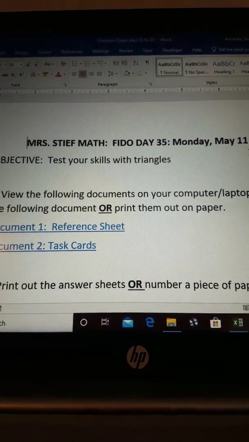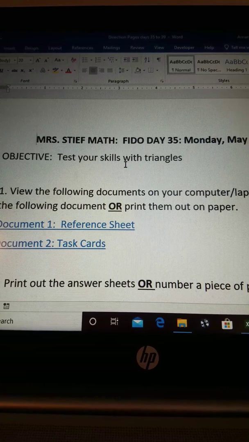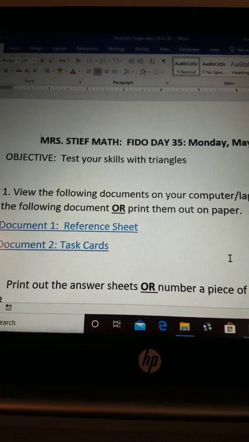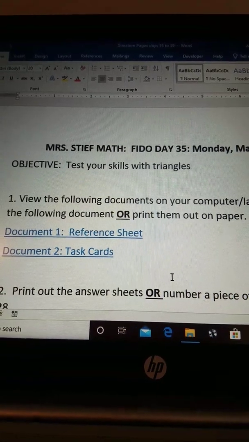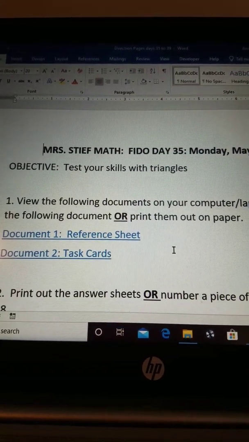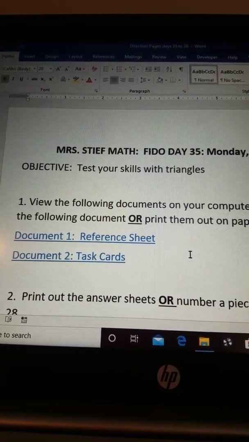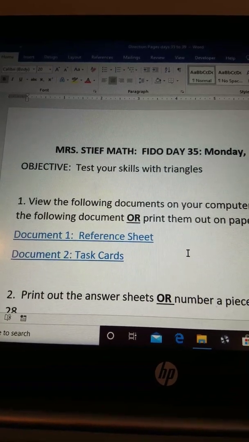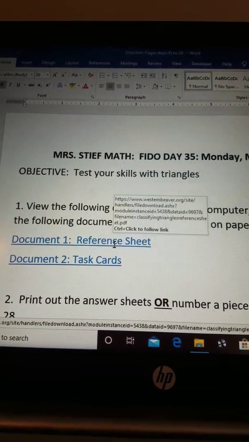It's Monday, May 11th. And you might be wondering why I am looking at my computer instead of just a piece of printed out paper. And there's a really good reason for that. The reason is that this is the document that I emailed your parents for this week's Fido Math work. And today's work is not in our book. It actually is on two different PDF files that are right here.